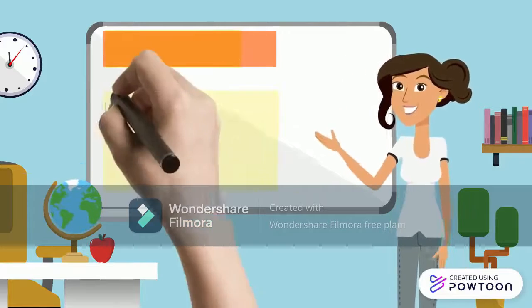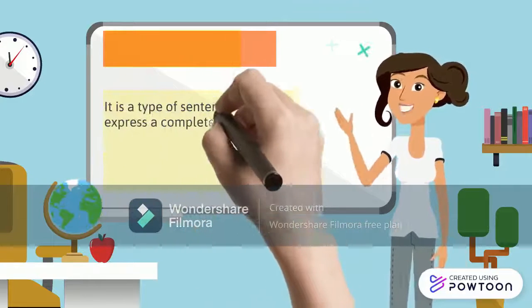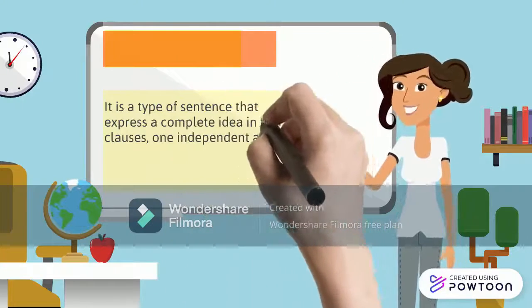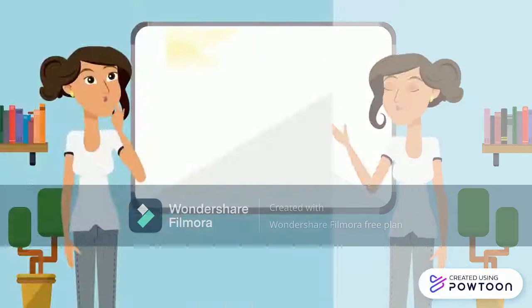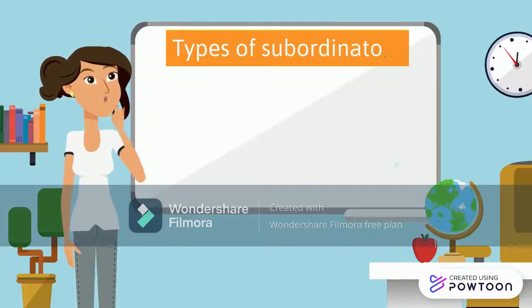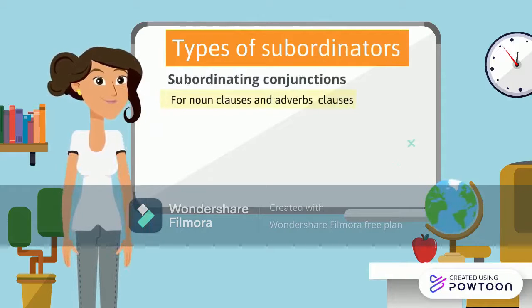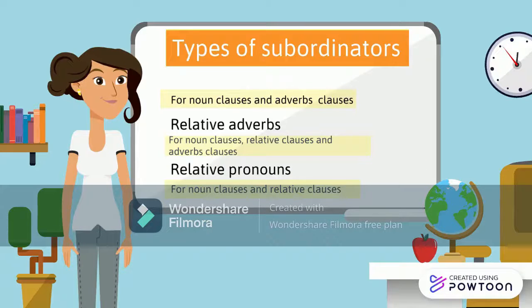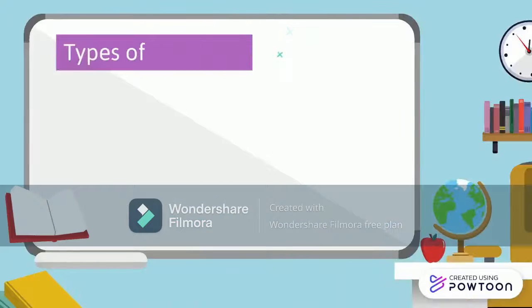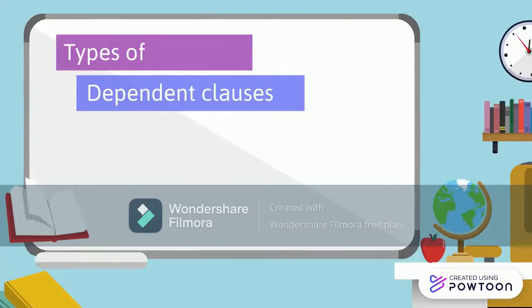A complex sentence is a type of sentence that expresses a complete idea in two clauses, one independent and another dependent, joined by a subordinator. We have different types of subordinators: subordinating conjunction for noun clauses and adverb clauses, relative adverb for noun clauses, relative clauses and adverb clauses, and relative pronoun for noun clauses and relative clauses. There also exist different types of dependent clauses: noun clauses, relative clauses, and adverb clauses.